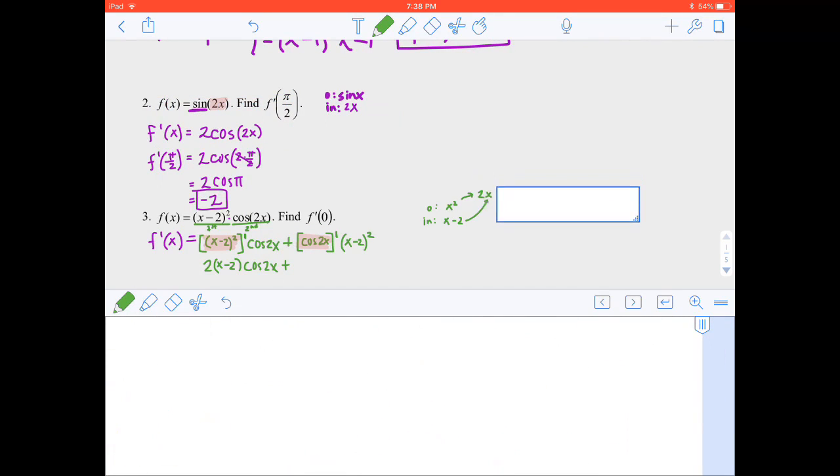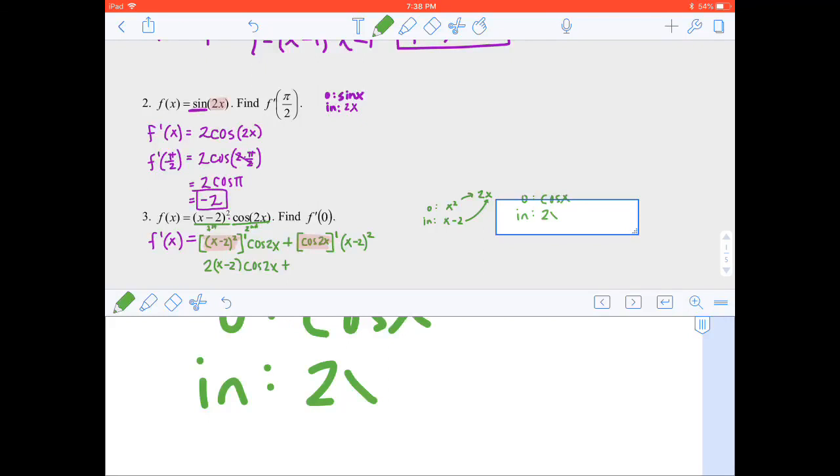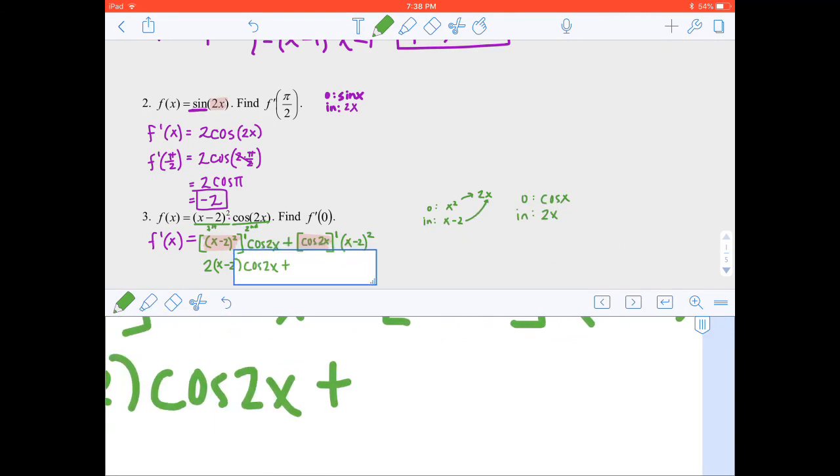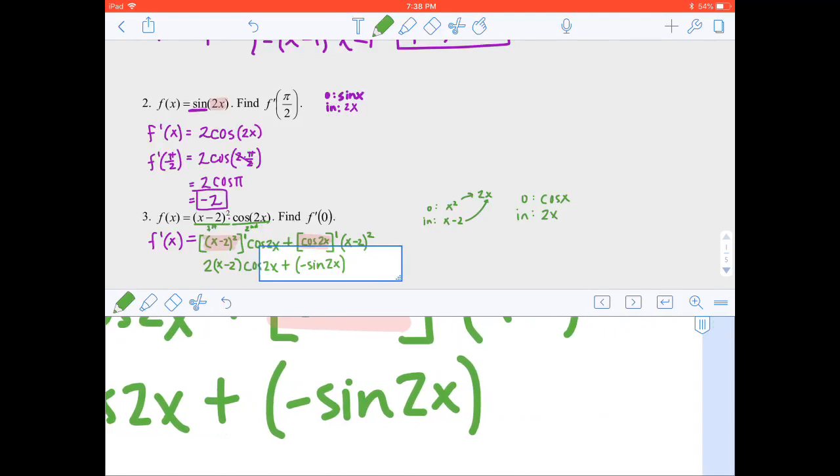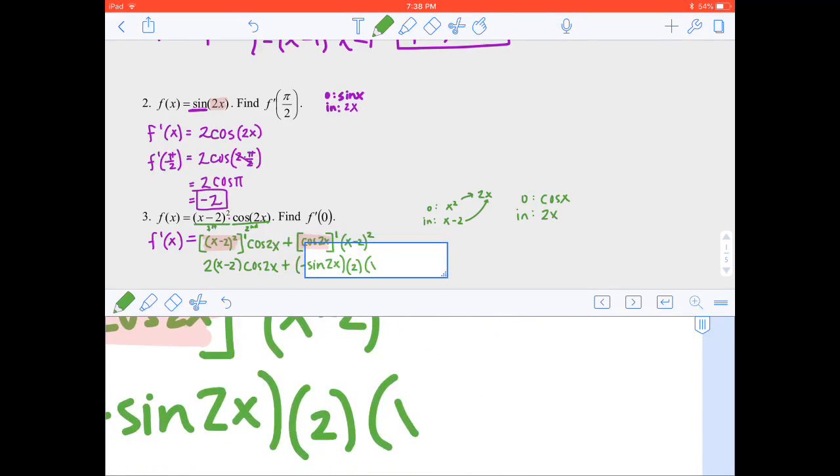My outside function is cosine x, and my inside function is 2x. So I'm going to take the derivative of the outside. Derivative of cosine is negative sine, but I'm going to keep the inside plugged in. Times derivative of the inside, which is 2. We still have that x minus 2 all squared there.